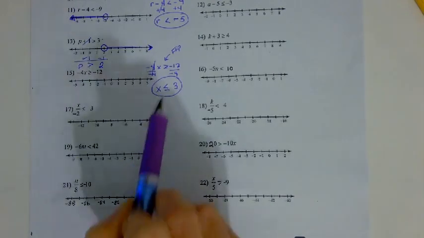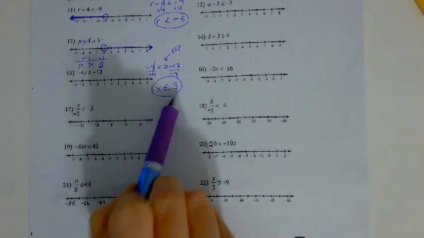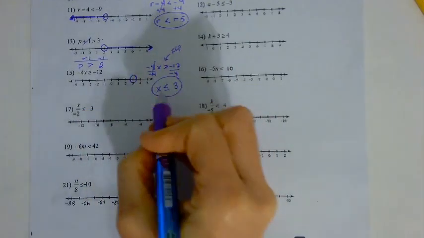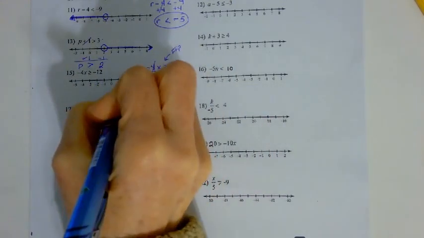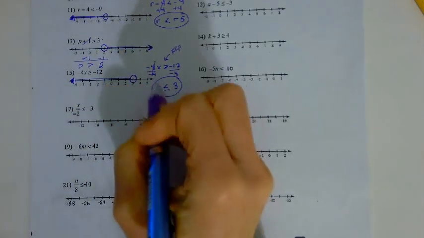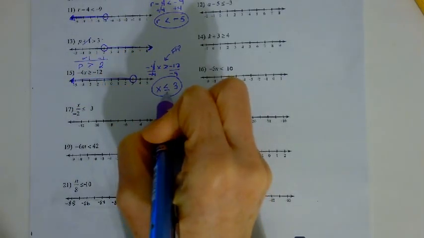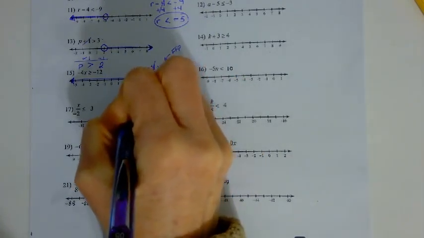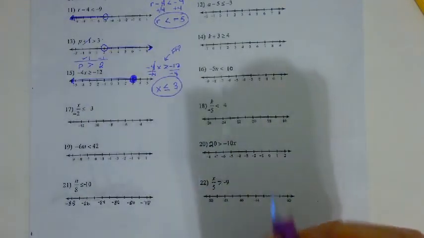Now we can graph this. X is less than or equal to 3. So we put a bubble at 3. And we want all the numbers that are less than that. So we shade to the left. And we also want the number that is equal to 3. So we need to fill in the dot. And now you can try number 16.